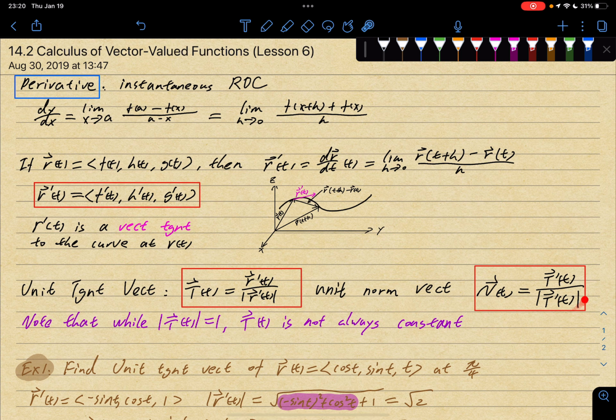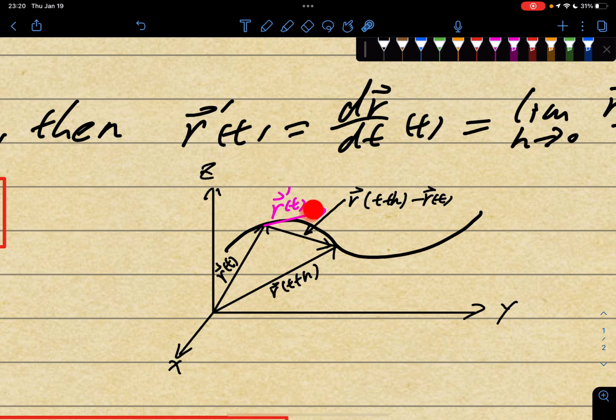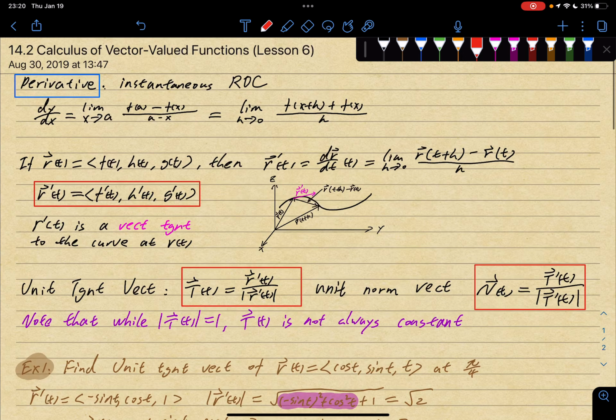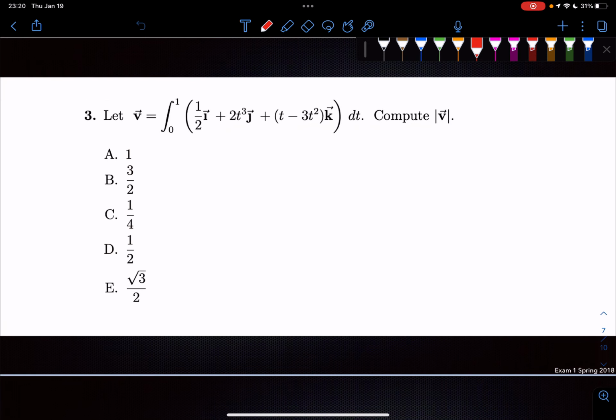But the equations are correct. And the direction of the tangent vector, of course, also the unit tangent vector, they are pointing in the same direction. All right. I hope that makes sense enough. So let's go ahead and start solving some problems.